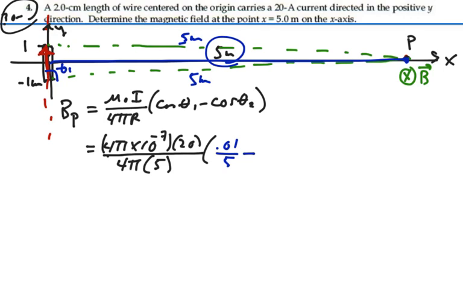Now theta 2 is this angle right here, which is the supplementary angle of the internal angle here, which is the same angle as theta 1. So the cosine of theta 2 is going to be a negative 0.01 over 5, because it will be the negative cosine of theta 1.